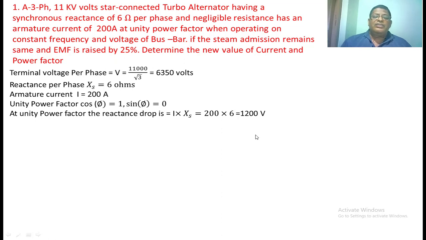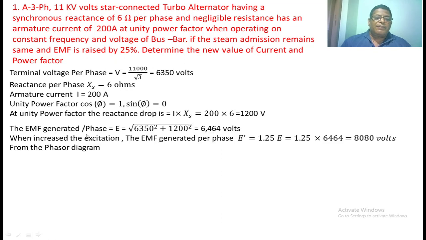Whenever you are not changing the mechanical input, the real power supplied by the alternator is not changing. We increase the field current so that the excitation voltage increases. So the reactive current supplied by the alternator will be altered. The EMF generated per phase equals square root of V square plus (I Xs) whole square. We are getting 6464 volts.